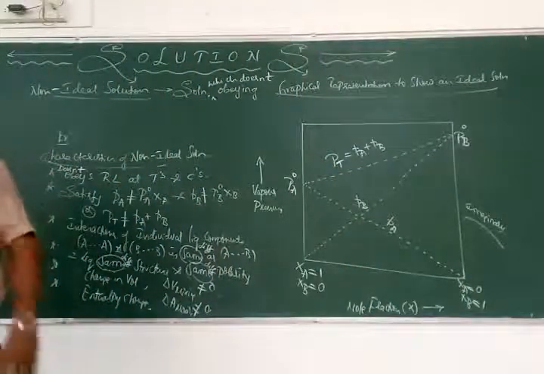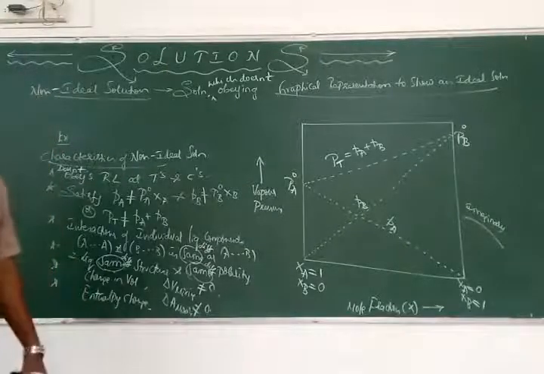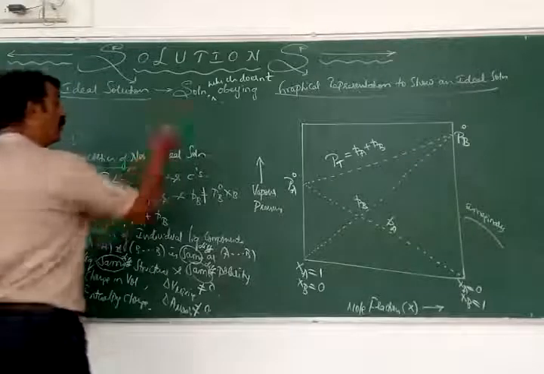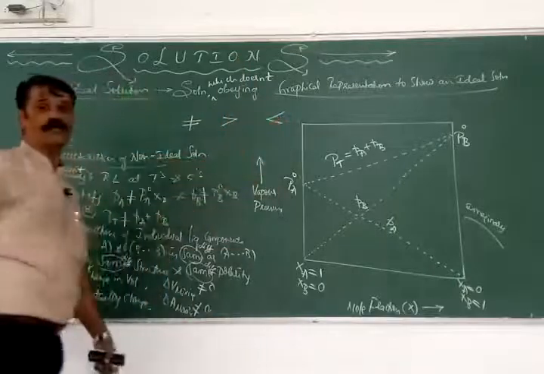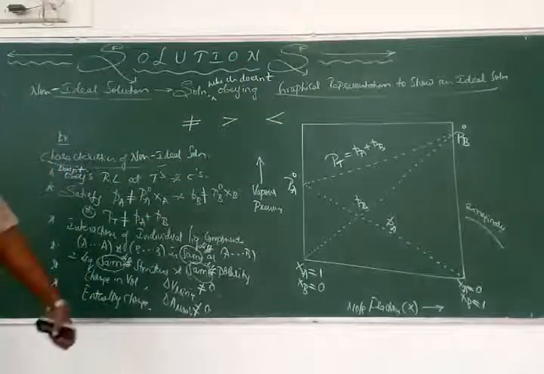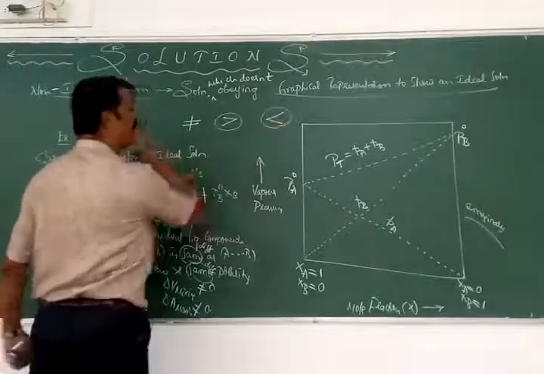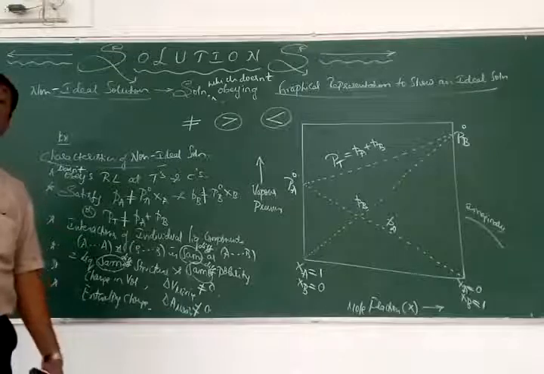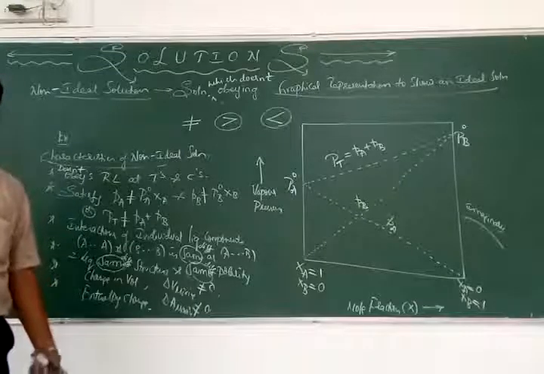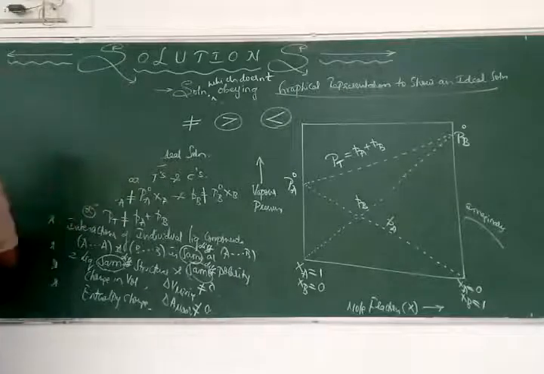Now we come across two different concepts. What is that? Not equal means we can have two possibilities: either this or that. The value may be greater than, or sometimes less than. Based on that, we have two different types of non-ideal solutions. The non-ideal solutions are of two types. What are those? Non-ideal solution showing a positive deviation and non-ideal solution showing a what deviation? Negative deviation. Okay, so that we will discuss right now. Types of non-ideal solutions.